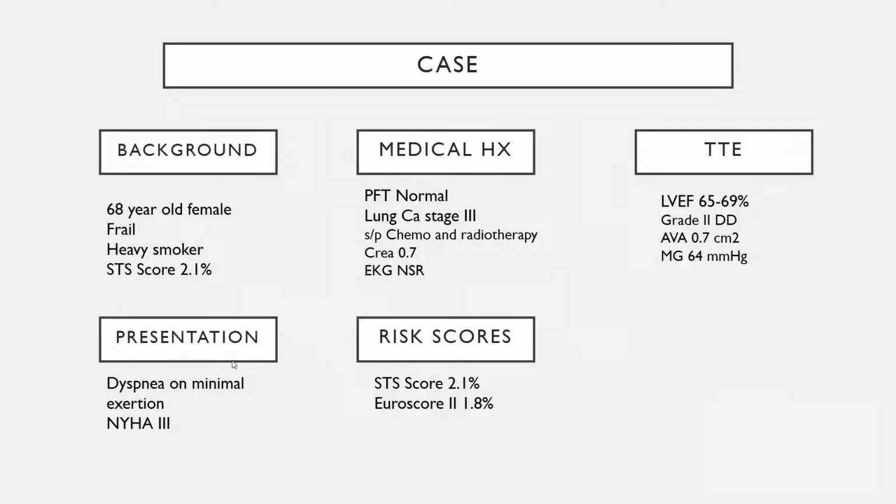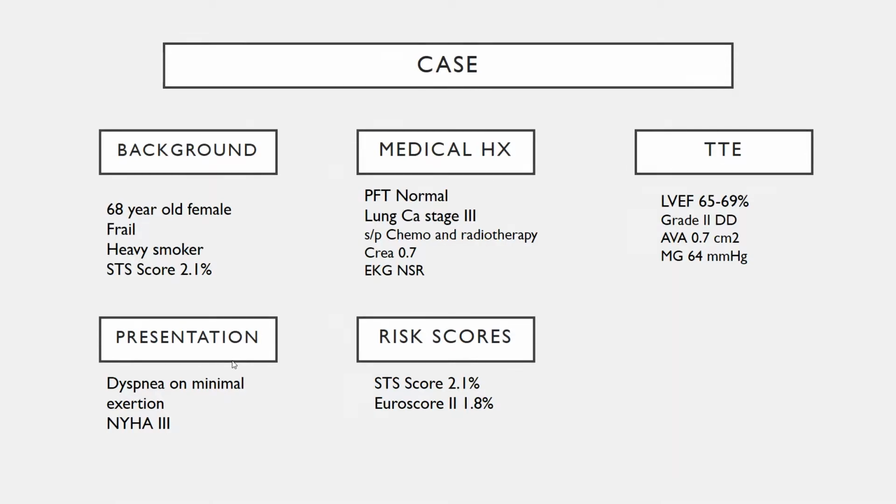So we have a 68-year-old lady who's frail, who's a heavy smoker, who was diagnosed with lung cancer stage 3, had chemotherapy and radiotherapy, is in remission, and she has a normal kidney function, normal EKG. She was referred to us because she has dyspnea on exertion. We did an echocardiogram. It shows very severe aortic stenosis with a valve area of 0.7 and mean gradient of 64. Her ejection fraction was normal.